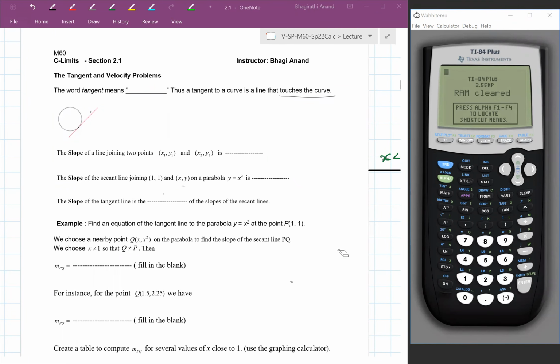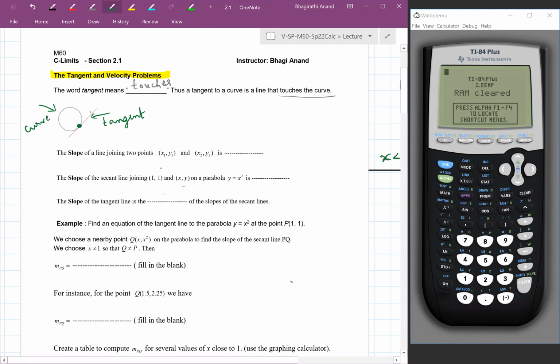So what is the tangent and velocity problem here? The word tangent means the one that touches. Thus, a tangent to a curve is a line that touches the curve. So here you see a curve, which is a circle, and here you see the tangent line that touches the curve at a single point, at one point.